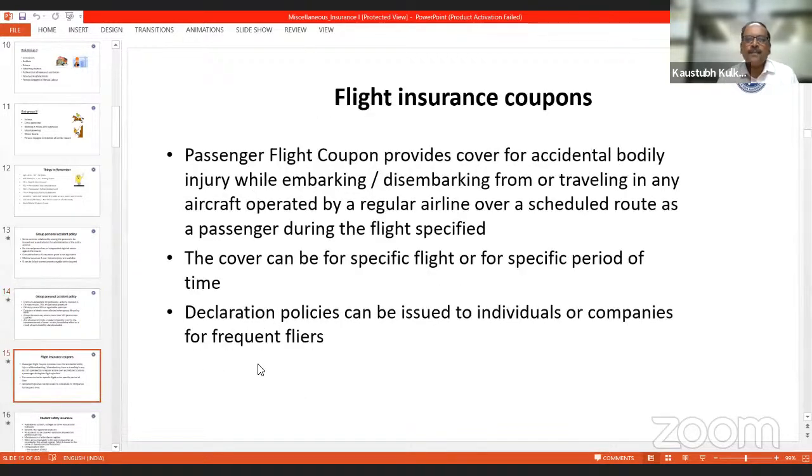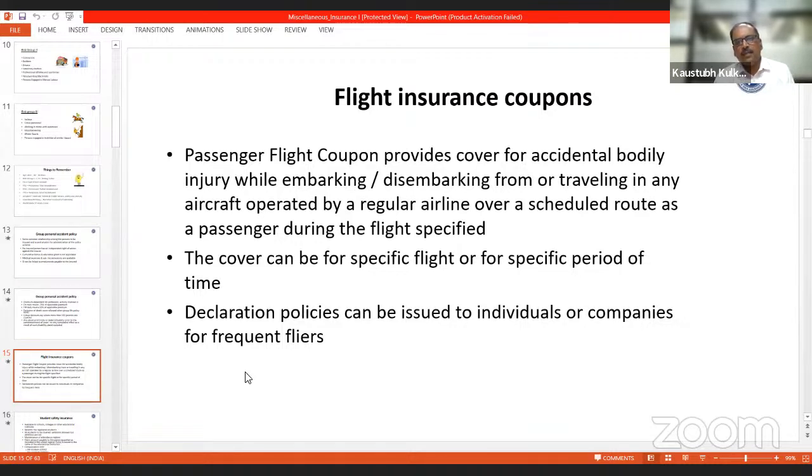Flight insurance coupons are different from our individual personal accident policy in a way that a passenger's flight coupon provides cover for accidental bodily injury while embarking or disembarking from, or traveling in, any aircraft operated by a regular airline. These flight insurance coupons are generally taken by the regular airlines, when they are in operation, for their passengers.